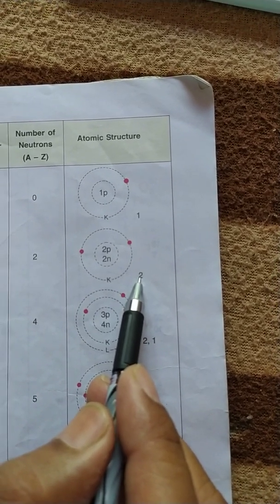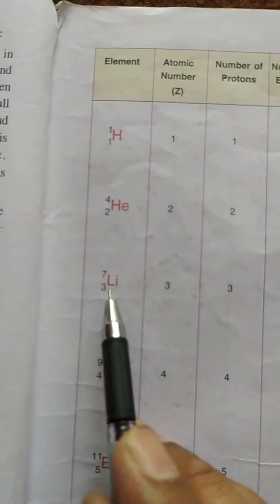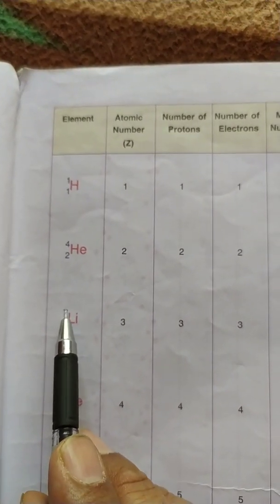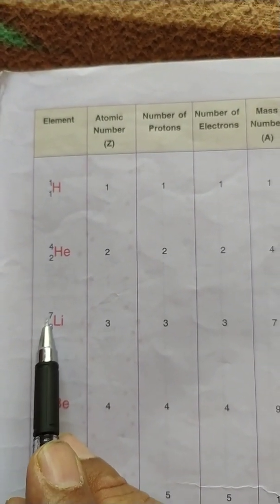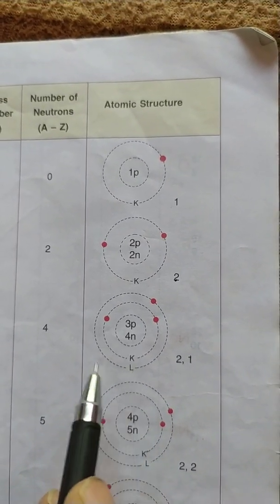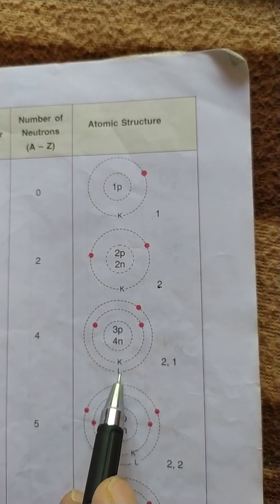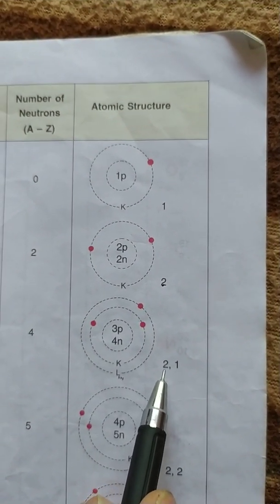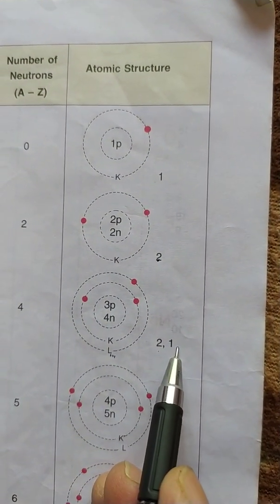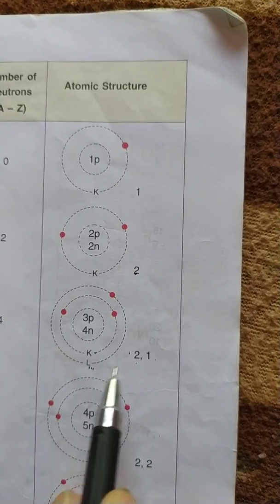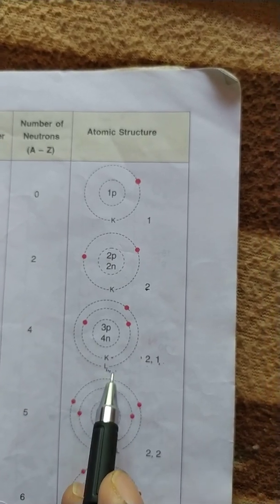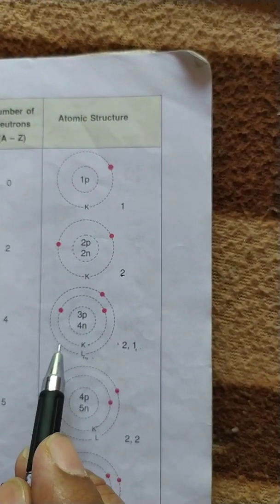Then let us come to the third element. The third element atom present here is lithium. Lithium's atomic number is 3, and atomic mass, children, is what? 7. And we see here that the next electron has to be accommodated in the L shell. So we see that the electronic configuration of lithium is 2, 1. 2 comes in the K shell and 1 comes in the L shell. This is how they are arranged. The electrons are arranged in the energy shells.